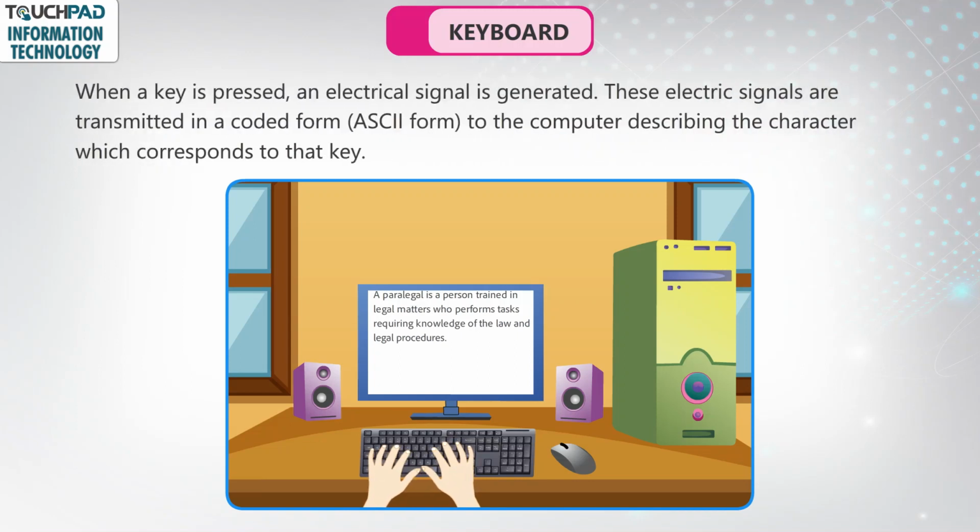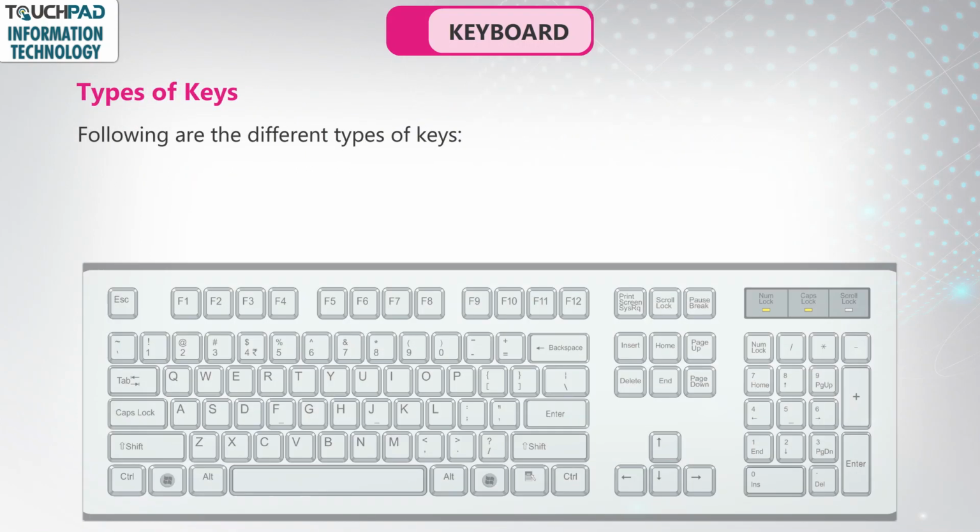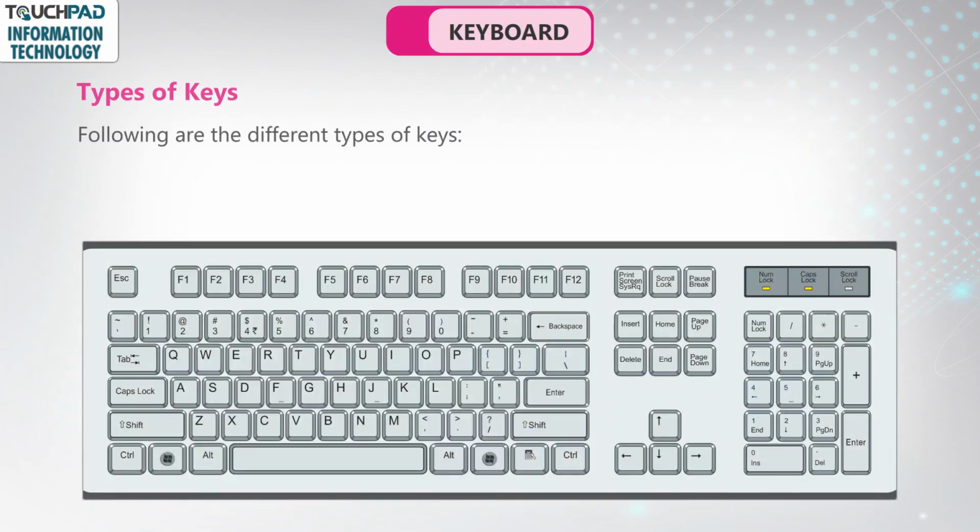When a key is pressed, an electrical signal is generated. These electric signals are transmitted in a coded form, ASCII, to the computer, describing the character which corresponds to that key. Types of keys. Following are the different types of keys.